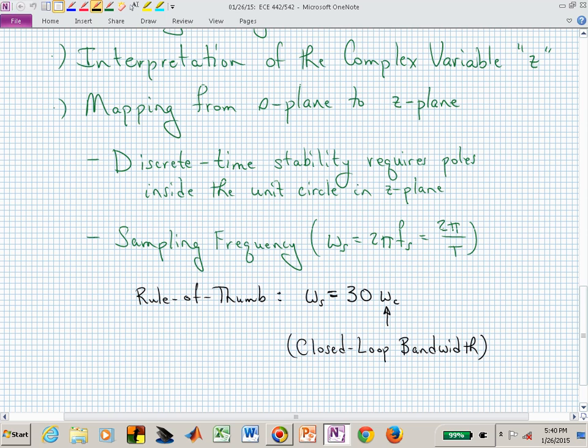And then if you're trying to sample a system, if you have a closed loop system that you're trying to control digitally, you now know how to relate its bandwidth to the sampling frequency that you might be using. And the rule of thumb, I keep holding up fingers and thumbs, but if you're at home, you might just hold up your thumb and say, the rule of thumb is 30 times the closed loop bandwidth. That's this omega sub s. And then the line above tells you how to relate omega sub s to capital T, or f sub s.